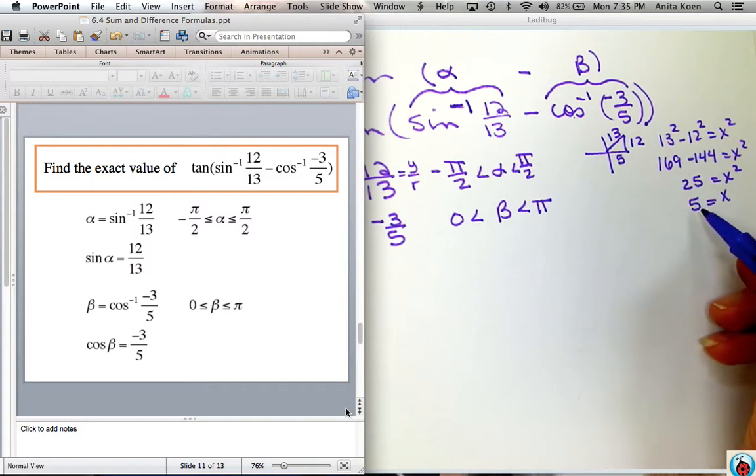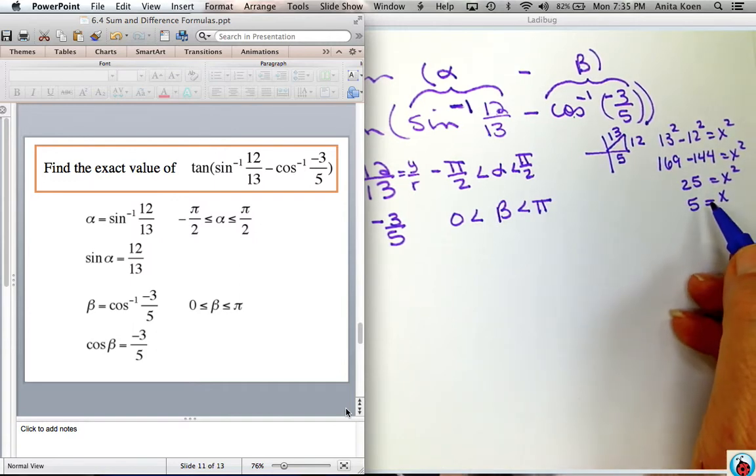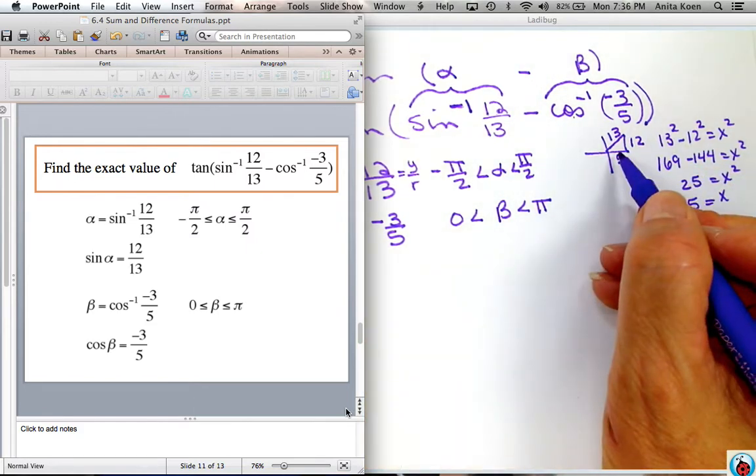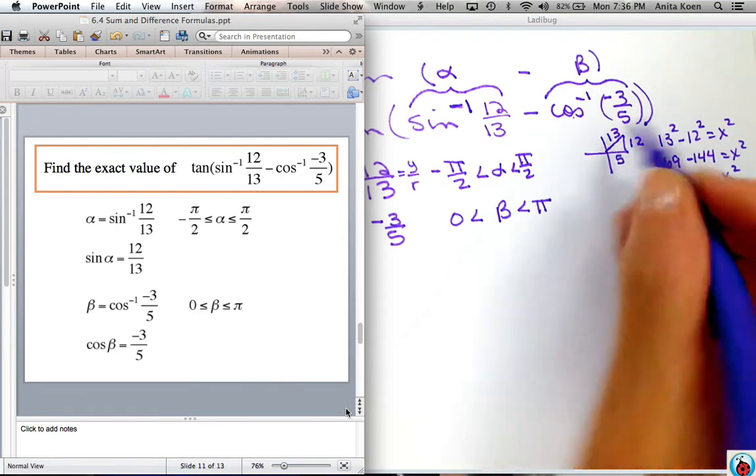If so, please write them down. All right, so now we're going to do the cosine of alpha. So the cosine is going to be 5 over 13.